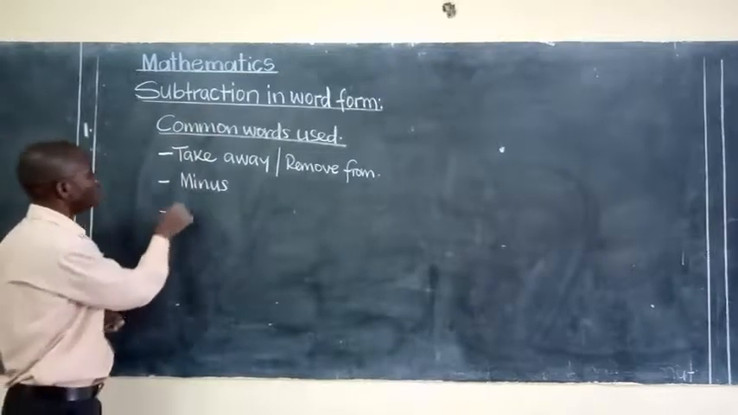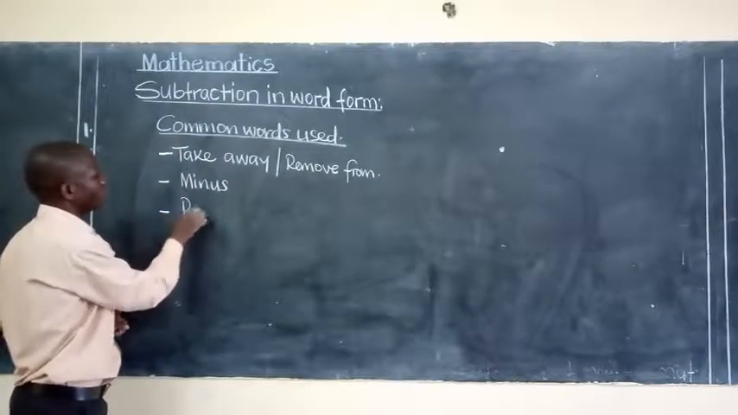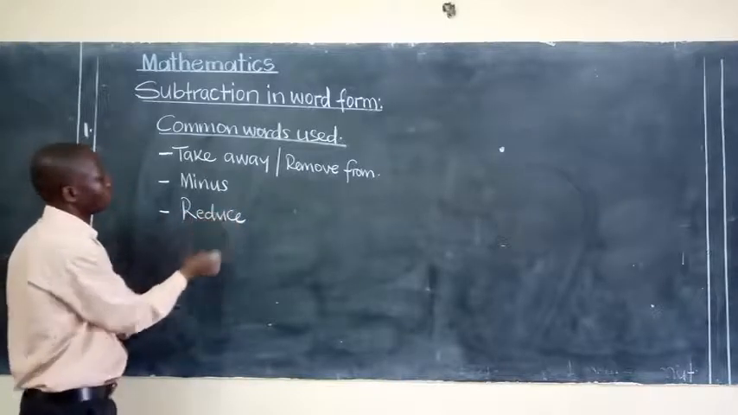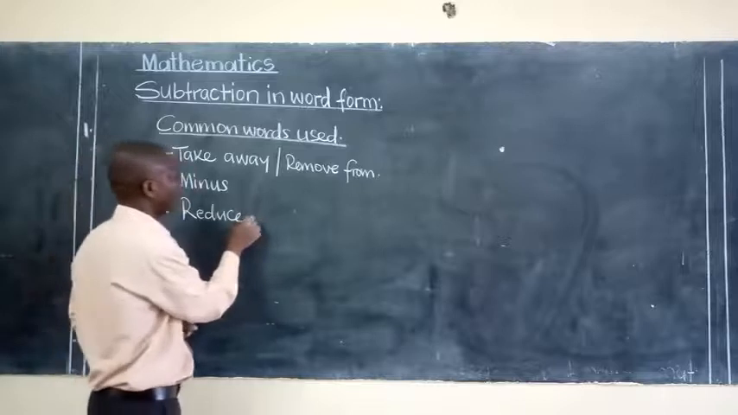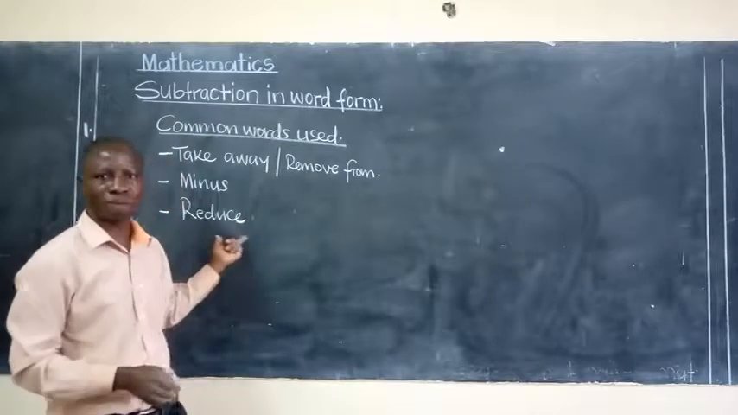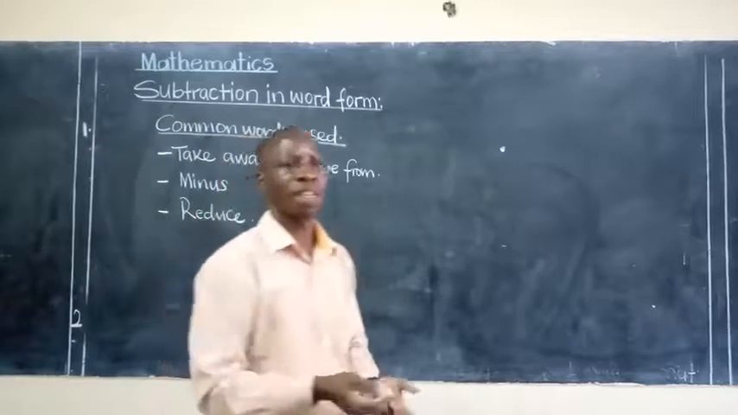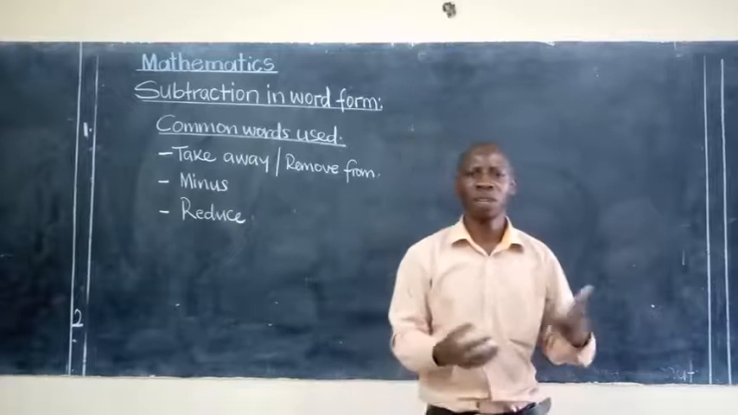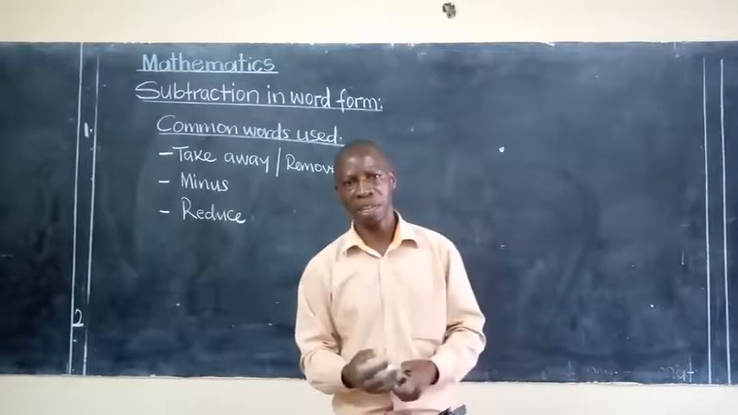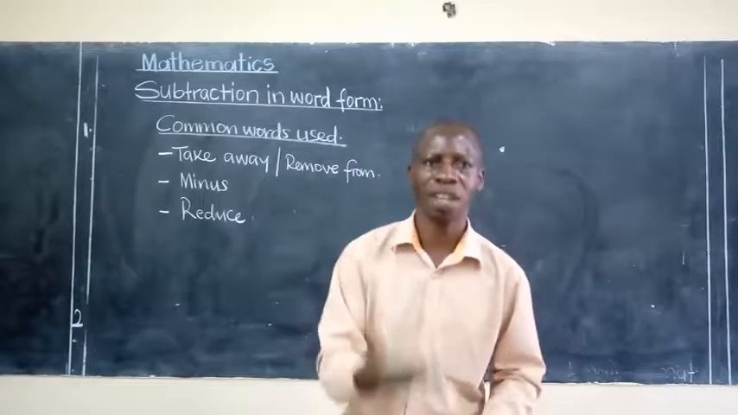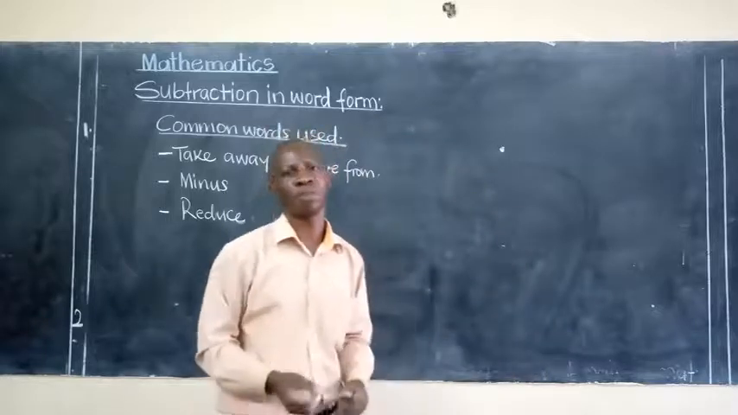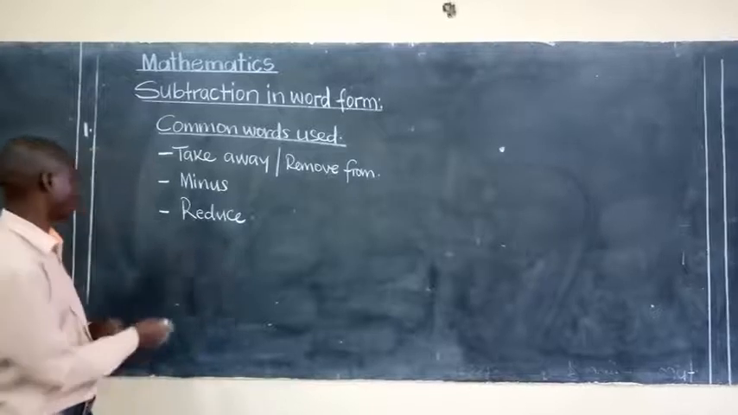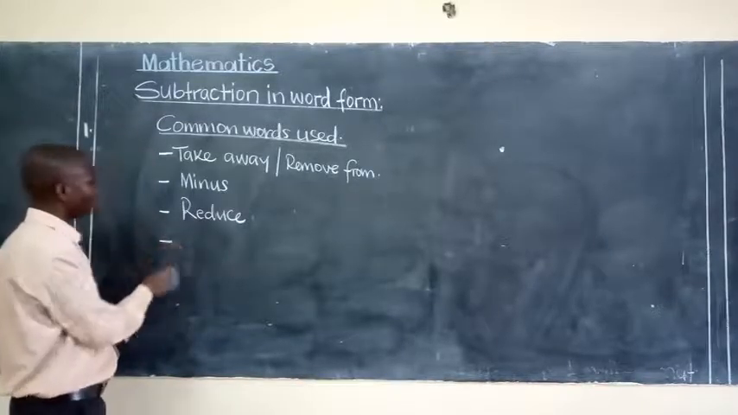Sometimes they use the word reduce. To reduce is to subtract. So once they say reduce 10 by 4, that is subtract 4 from 10. Reduce 10 by 4, that is 10 take away 4. 10 minus 4. So reduce means subtract.